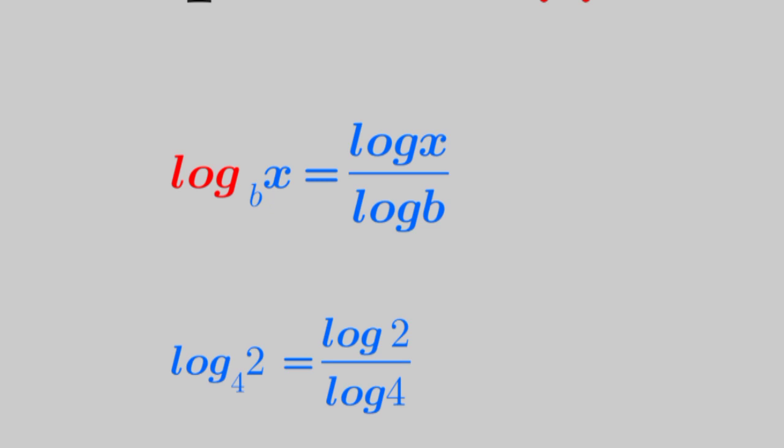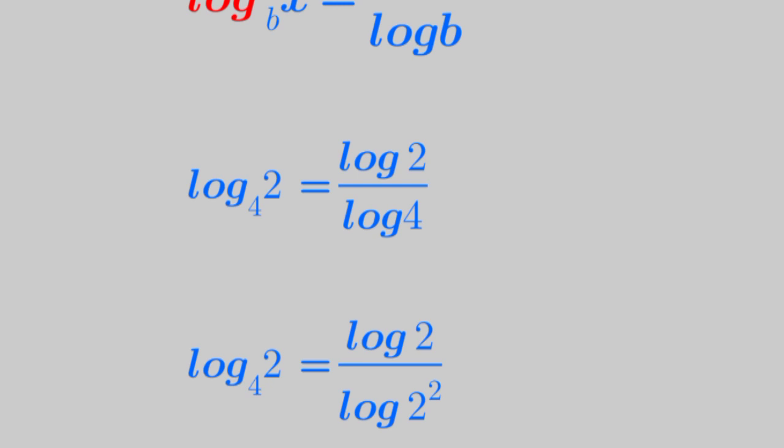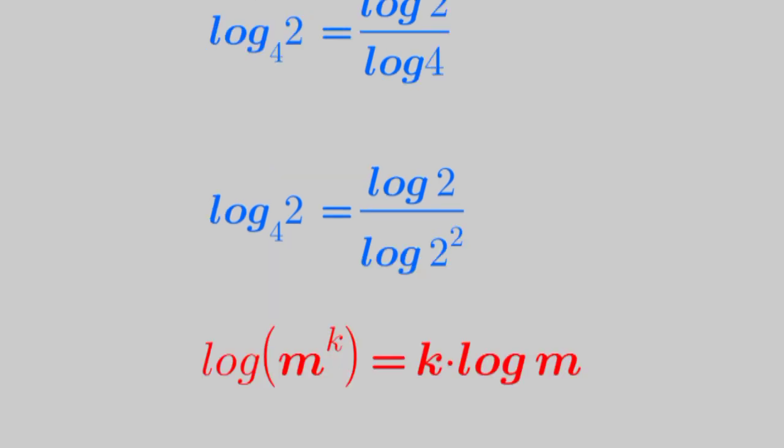Remember, as you can see, 4 can be written as 2 raised to the power of 2. So we're going to write our 4 as 2 raised to the power of 2. So this is going to give us log 2 all over log 2 raised to the power of 2. Now, also remember the law of logarithm that says when you have log m raised to the power of k, it can be written as k multiplied by log m. So we're going to write our log 2 raised to the power of 2.